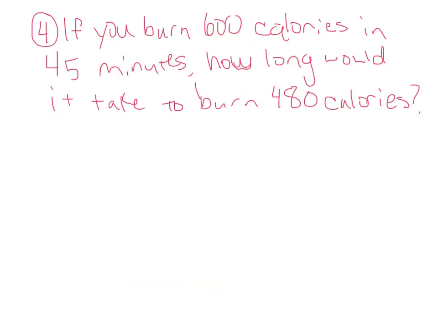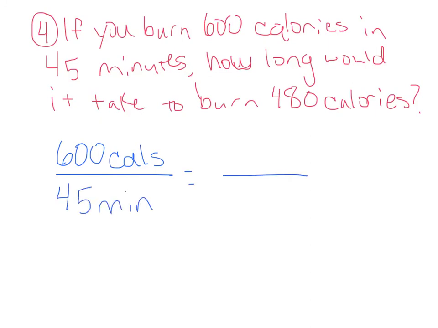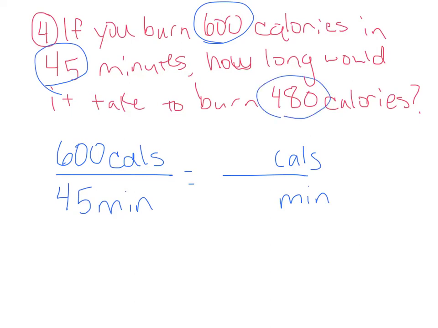If you burn 600 calories in 45 minutes, how long would it take you to burn 480 calories? So I start by setting up my proportion, 600 calories over 45 minutes. Now I got to make sure the other side is the same, so I'm going to have calories over minutes. So I used my 600, I used my 45. The only thing I have left to use is my 480 calories, so that goes up here, which means this is where my x is. Okay, I put an x into the spot where I want to know. So it says how long is it going to take? That makes sense that what I'm trying to find is in minutes.